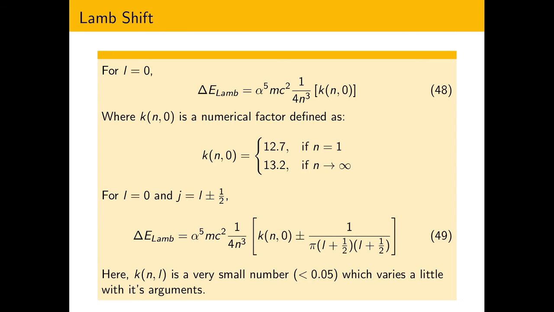For L not equal to 0 and for our j being modified a little bit, that is, I'm not assuming any spin, but I am assuming orbital angular momentum a little bit, what happens is it changes quite drastically, and this is the distinction. This is what causes the shift. And k also, which is a parameter, changes a little bit. It reduces to less than 0.05 rather than being 12.7 or so, and it changes a little bit with its arguments n and l as well.